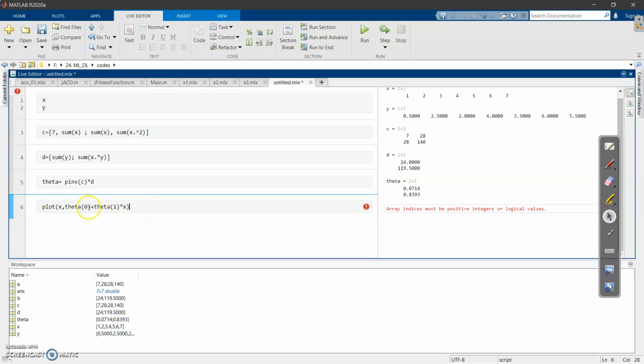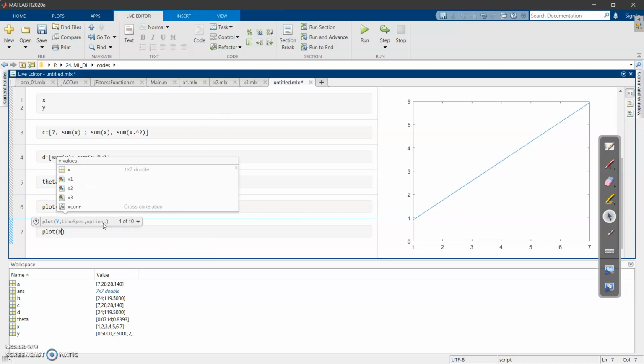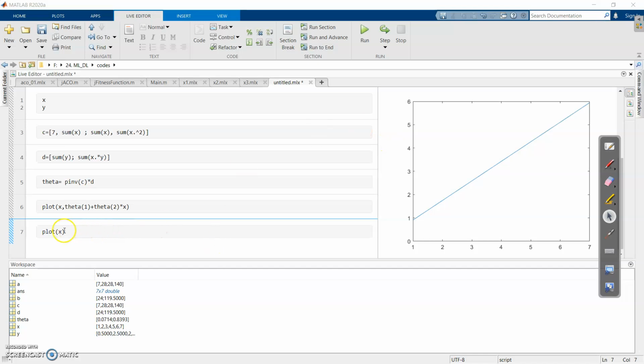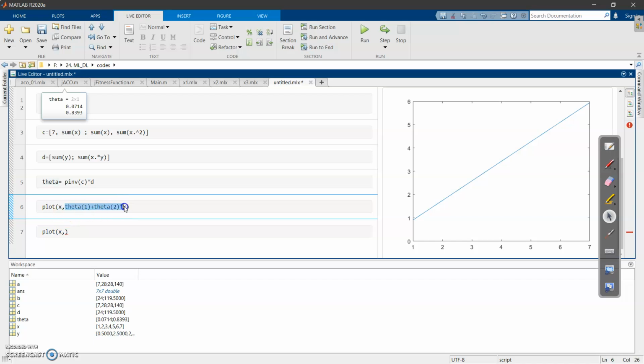In MATLAB, the problem is that the index starts with 1, not 0. So if we try to plot it now, this is the line that we were drawing last time. Now let's try to fit a polynomial here. We have not yet identified the values of these parameters. I'm just trying to see how the curve should look.